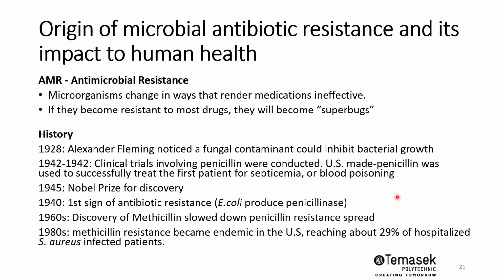But in the 1940s there were signs of antibiotic resistance. In fact, E. coli produces a substance in counter to penicillin. They produce penicillinase, an enzyme that degrades penicillin, rendering it inactive. Further research in the 1960s led to the discovery of methicillin, a different form of antibiotic. This helped to slow down the penicillin resistance spread.